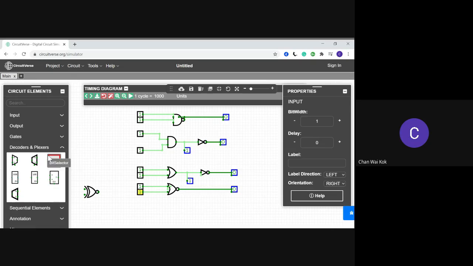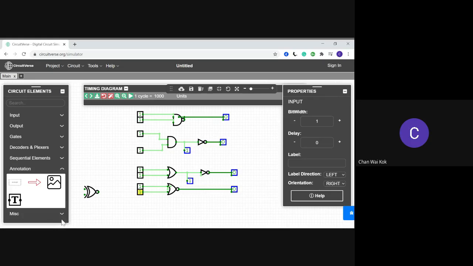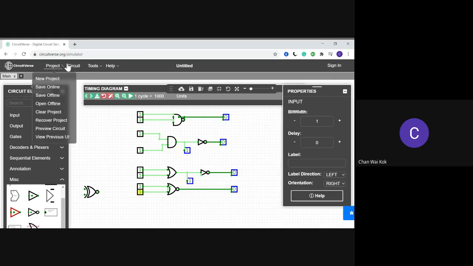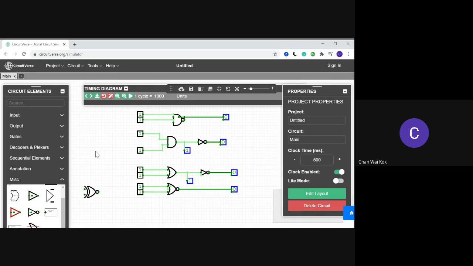Gates. Then you have chips. Don't have chips. Miscellaneous. Circuit. Tools. Okay. All right. Any questions so far? No? So I have a question.